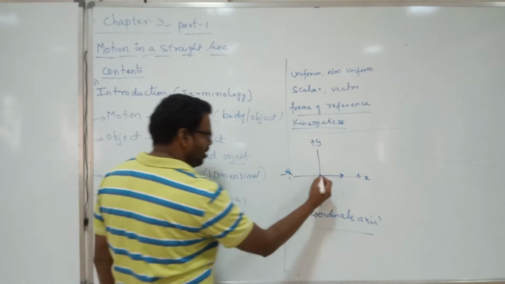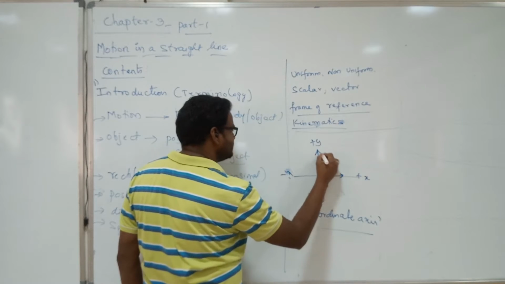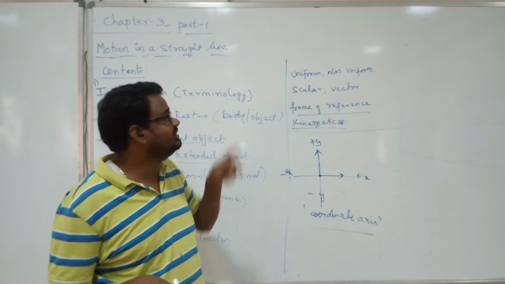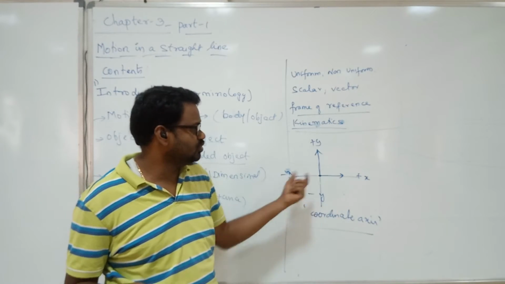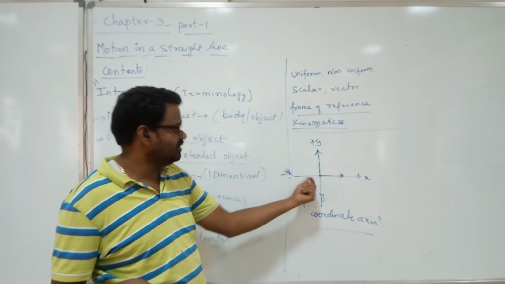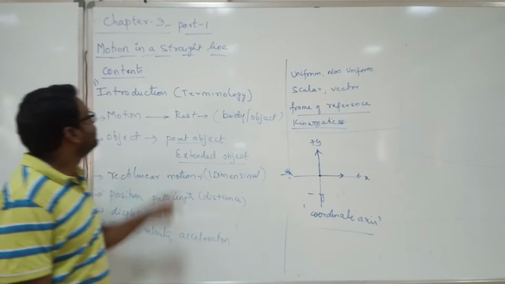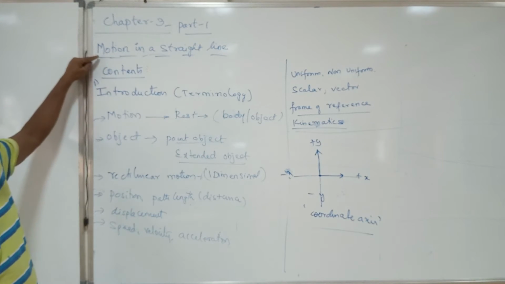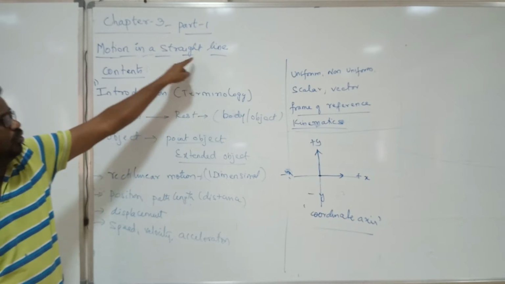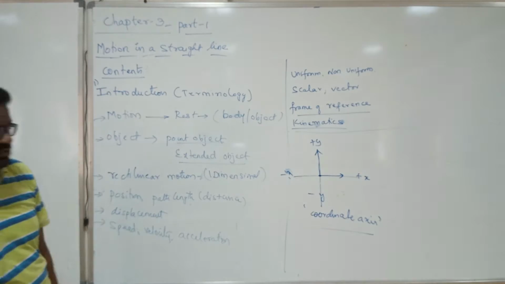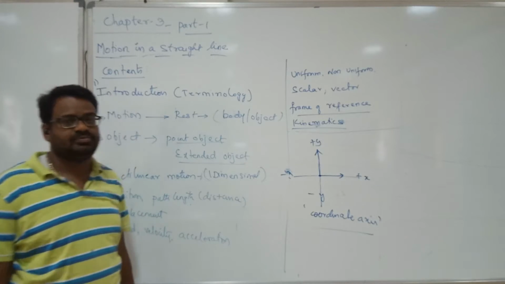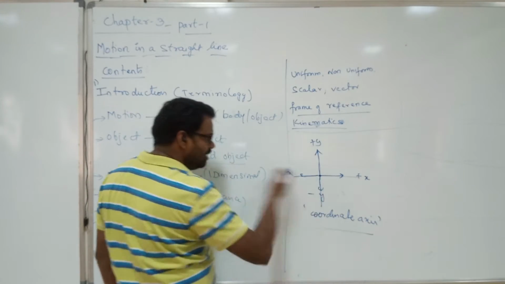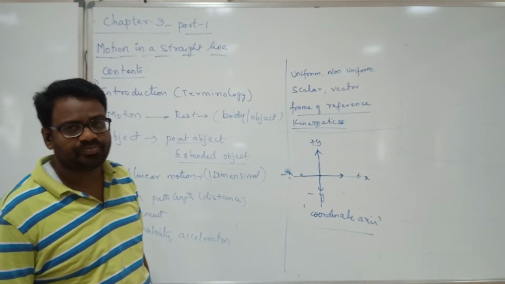If I say an object is moving along the positive y-axis, it should start here and move. In this chapter, we are going to deal with the motion of a body only in one dimension: motion in a straight line. We are talking about the change in position of a body along only one dimension, where only the x coordinate changes or the y coordinate changes. It can also go along the negative x-axis or negative y-axis, but we are talking about change in only one direction.